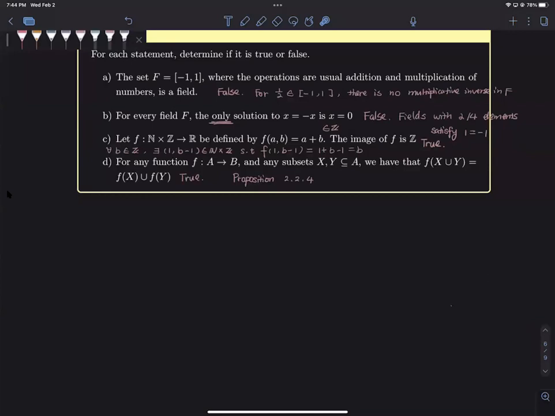A 6-element field? You mean a 6-element field? I don't think it's a field, is it? Hold on, let me think. A 5-element one is a field. A 6-element one is not a field. Yeah, 6-element is not even a field. It's a group, an abelian group, but it's not a field. Sorry, you don't know that.